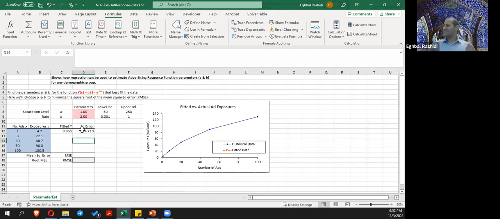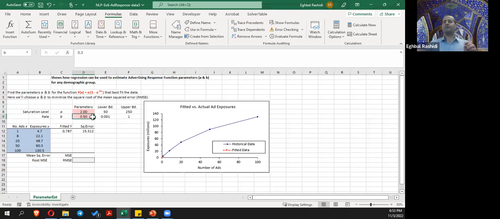So that's our estimation of our exposure, okay? So this is the number of ads, X. This is the actual exposure. This is our estimation of exposure using this function, given that A is one and B is two. So if I change these values, actually, I'm gonna get different values here, as you see.